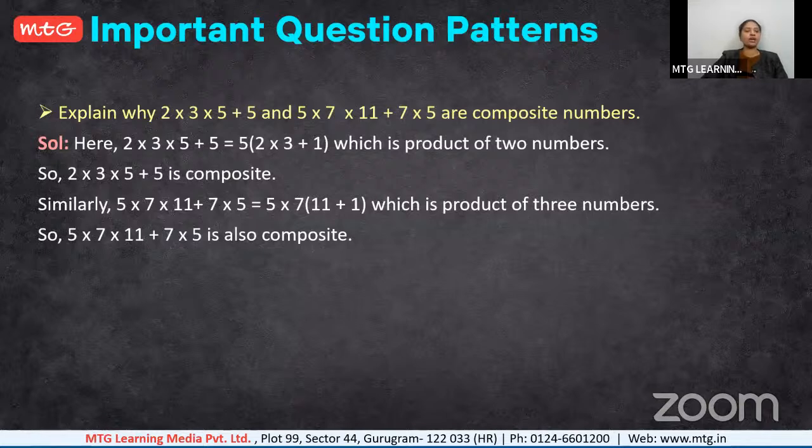Again, if it is a 2-mark question, for the first part, you'll be getting 1 mark. And for proving the second number, you'll be getting 1 mark. So likewise, you'll get 2 marks for this. So this part gives you 1 mark, and for proving the second number, you'll get 1 more. Totally, you'll get 2 marks for this.